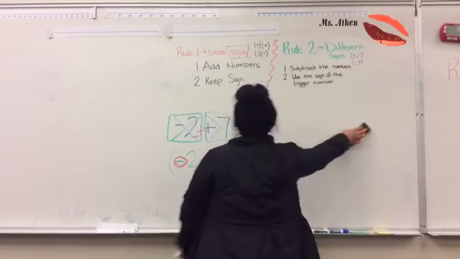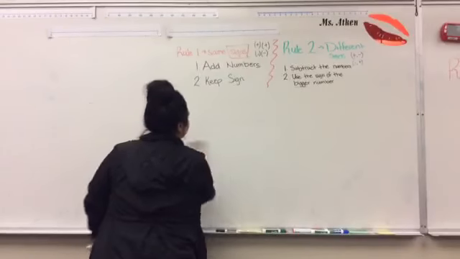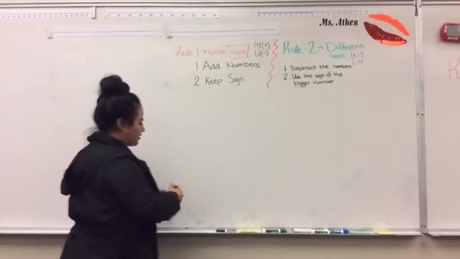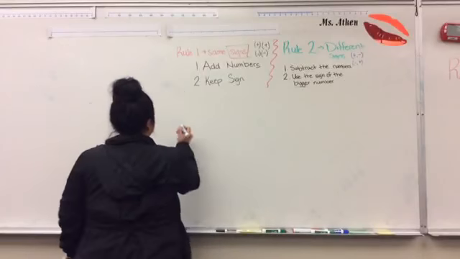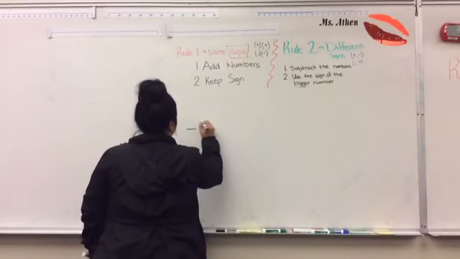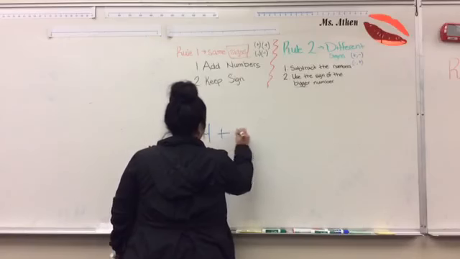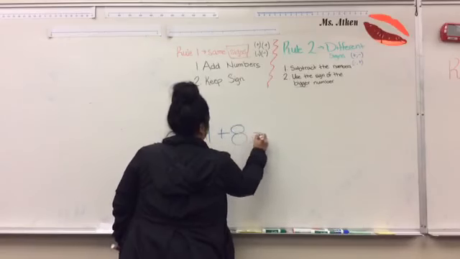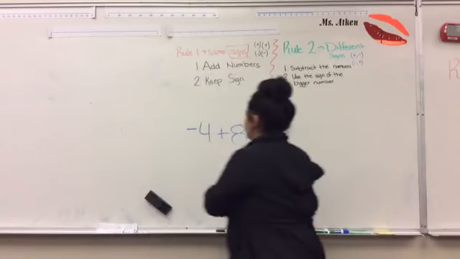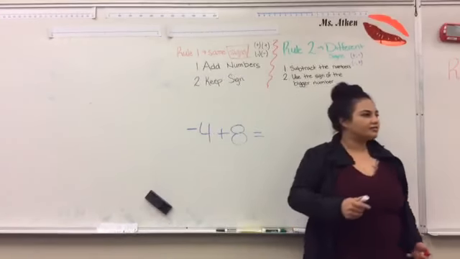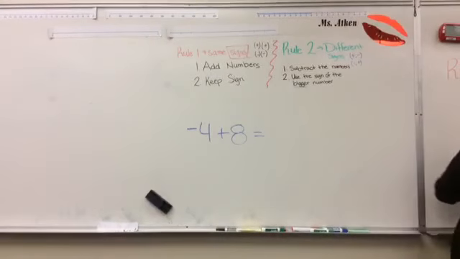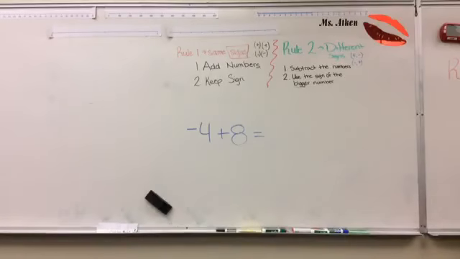Now you're working with a partner. I need you to go back next to your partner that you were working with earlier. I'd like you to do this problem, please. Negative 4 plus 8. Do this problem with your partner. It's positive 4.